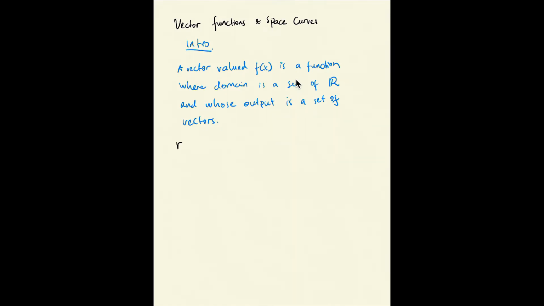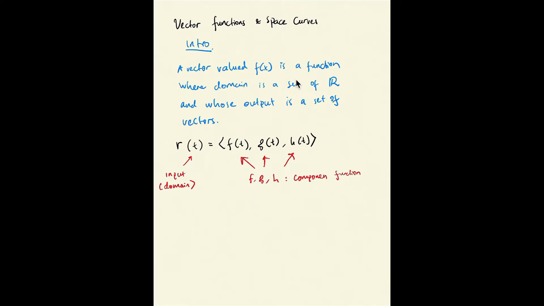we can write the expression as r of t, so this is our t, meaning this is our input or our domain here. Okay, and this tree is function f, g, and h, which are our component functions. Okay.